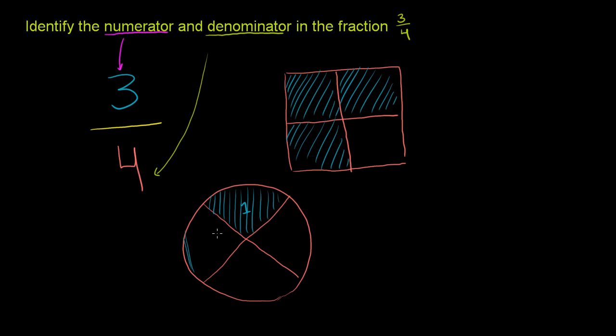So this is 1 piece, this is 2 pieces, and this is 3 pieces. So you can imagine the 4, the denominator, represents the total number of pieces in the pie, and the 3 represents how many of those we ate.